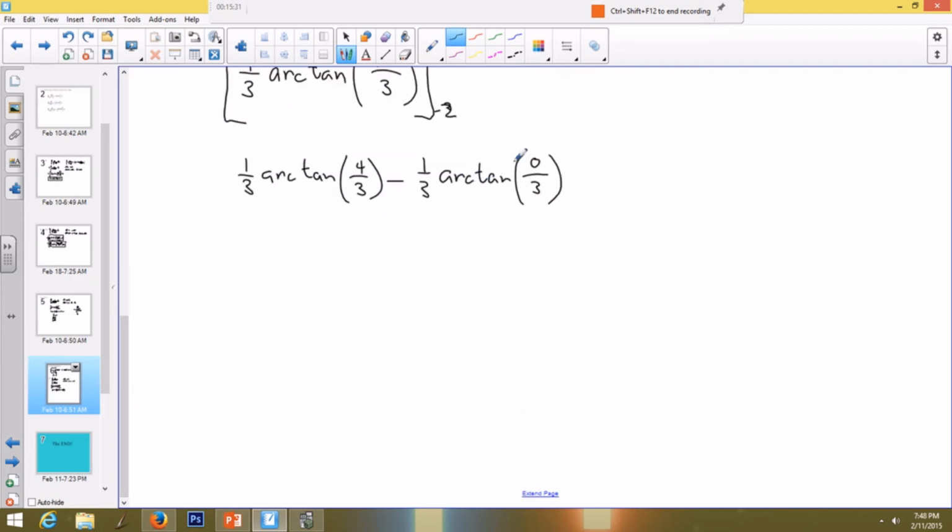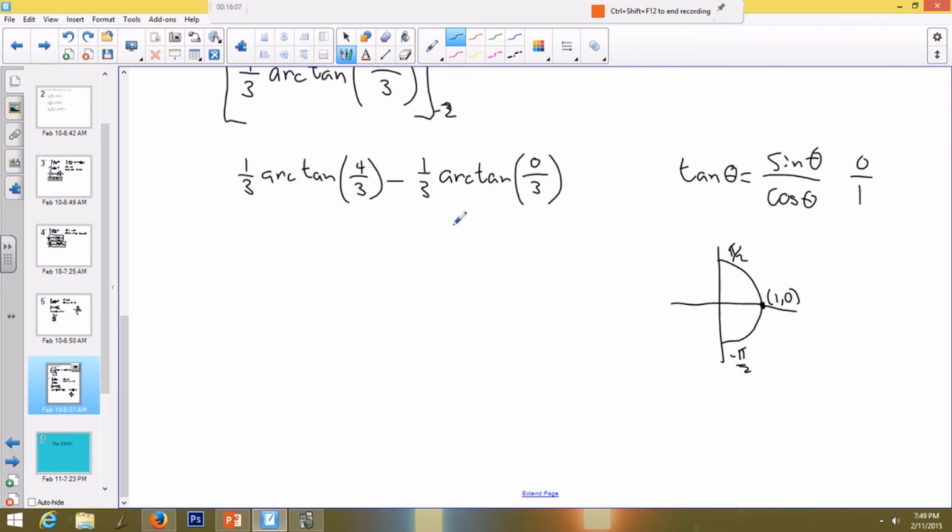Remember, tangent theta is equal to sine theta over cosine theta. So the only place where the arctangent is going to be 0, and again, arctangent is only valid from -pi/2 to pi/2, is at 1, 0, where I would get 0, 1. So the angle measure that makes this thing a 0 is 0. That should be a third. And then this thing doesn't reduce anymore.